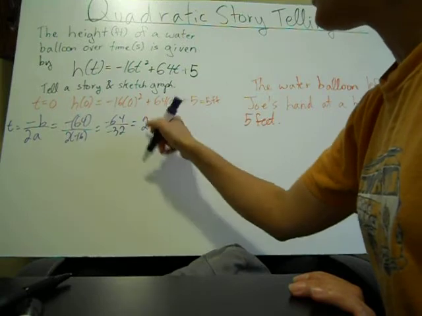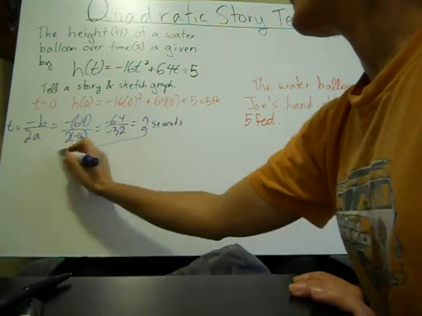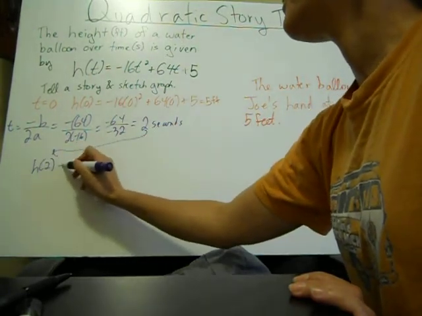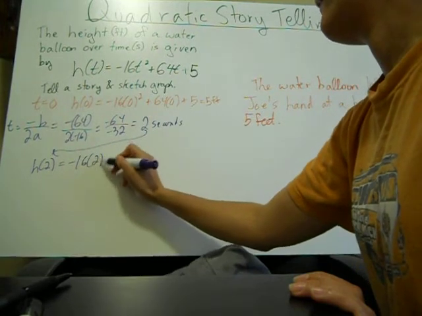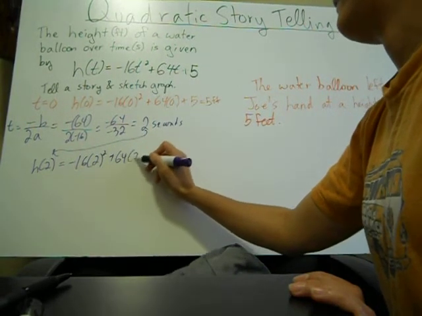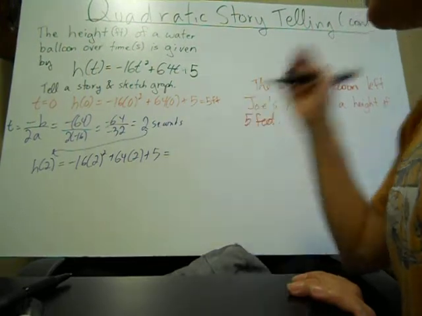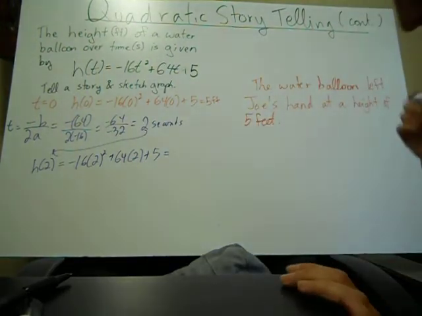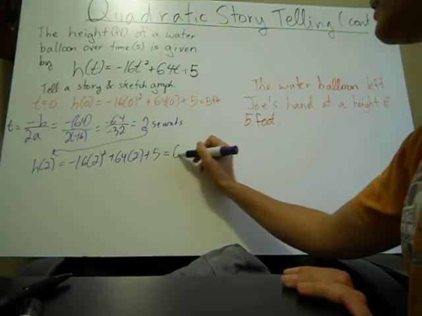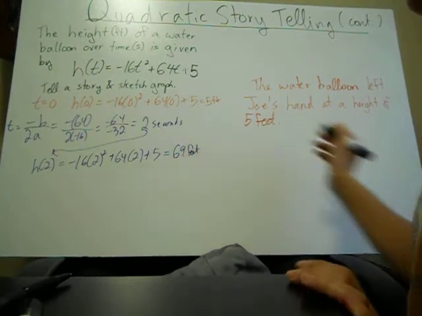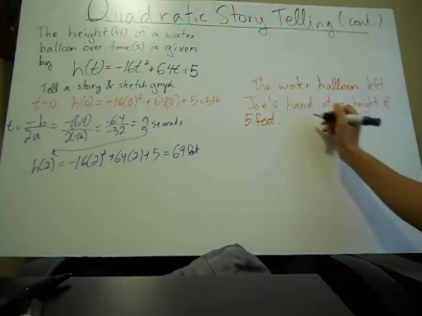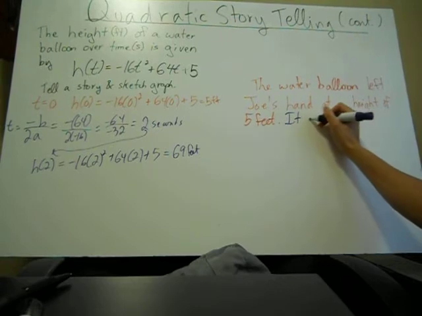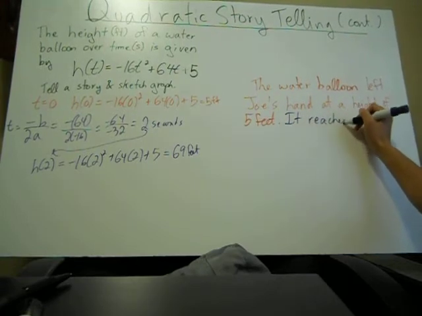And what was that height? We'll plug 2 in for time. So h of 2 gives us a height of 69 feet. So it reached its max height.